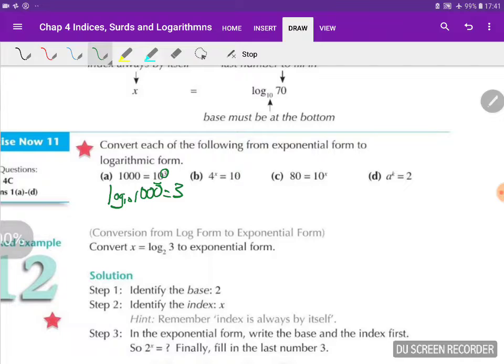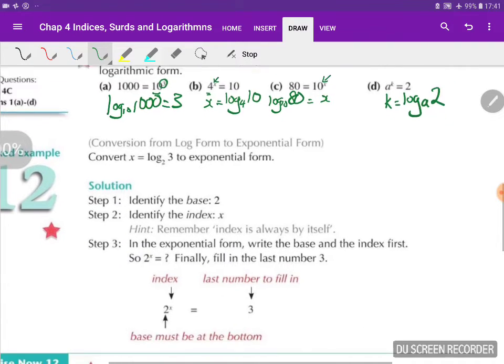So 4 to the power x equals 10, the base is 4, the index is x, so the index is always on its own. The base 4, bring to the other side, is log base 4, 10. Same thing with this. The base is 10, the index is x, so the index is always by itself. The 10 bring to the left is log base 10, 80. Same thing here, a to the power k equals 2, index is k, k is always on its own. The base a, bring to the right, log base a, 2.